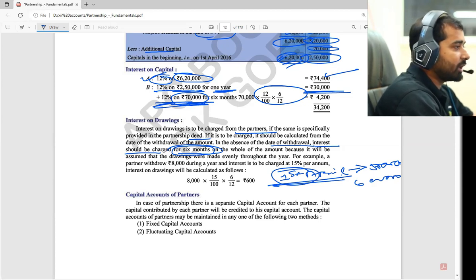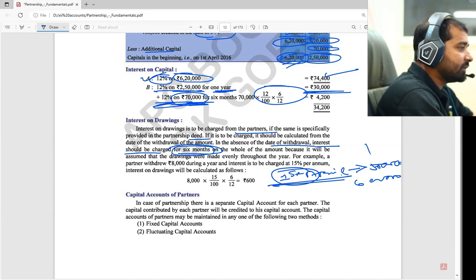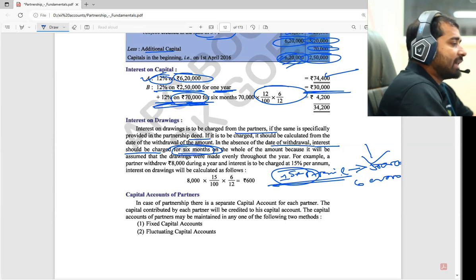Got the point what I'm talking? Say I have introduced capital on 1st April only, and that day only I'm taking drawings. Rather than that, I should take only as much money as needed, and give the rest in the form of capital. Got the point?